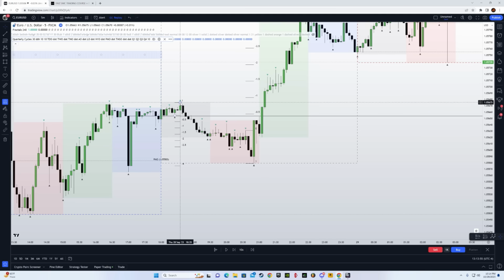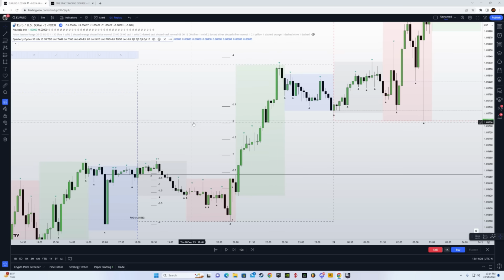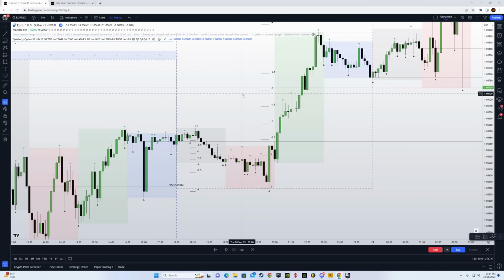So very simple, using fib from top to bottom to measure the manipulation phase first. Once we have the manipulation, we're going to use the standard deviation tool once again after the market structure shift. And right there, we can see we have a beautiful move to the upside. Let's move on to another example.